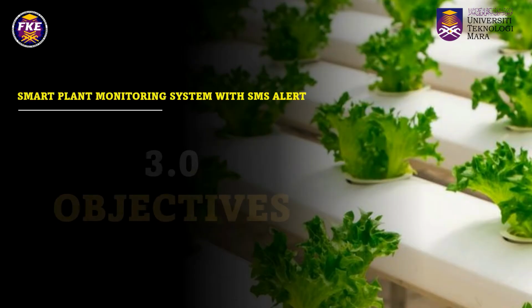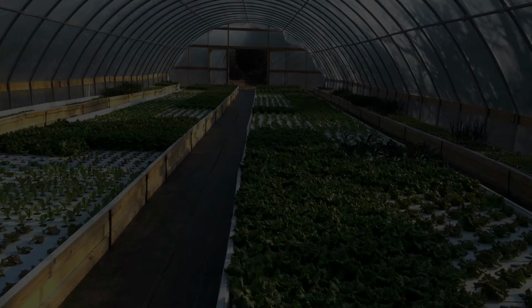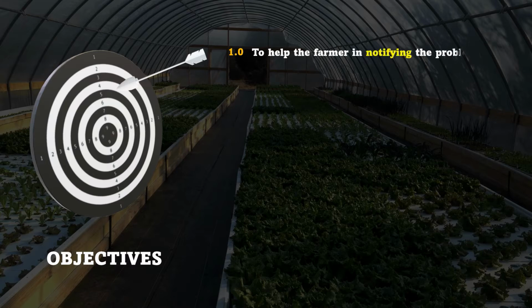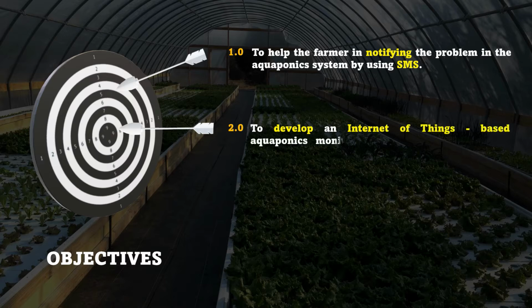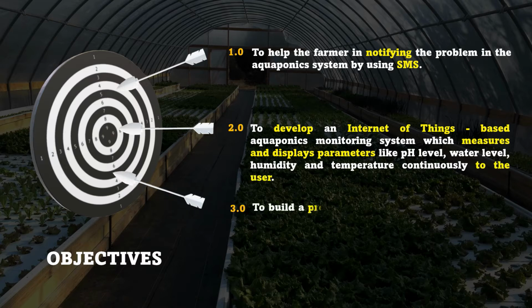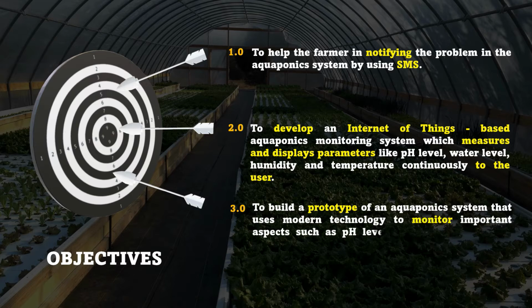The third subchapter is objective. There are three objectives in this project. First, to help the farmer in being notified of problems in the aquaponics system by using SMS. Second, to develop an Internet of Things based aquaponic monitoring system which measures and displays parameters continuously to the user. And lastly, to build a prototype of an aquaponic system that uses modern technology to monitor important aspects.